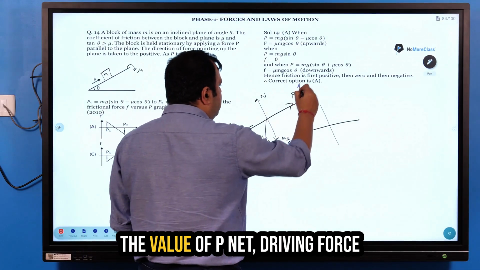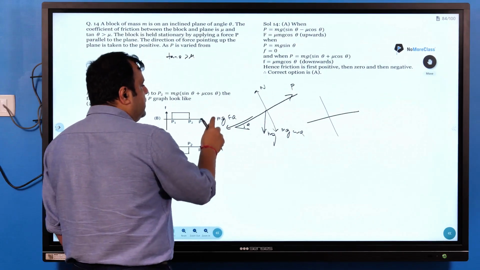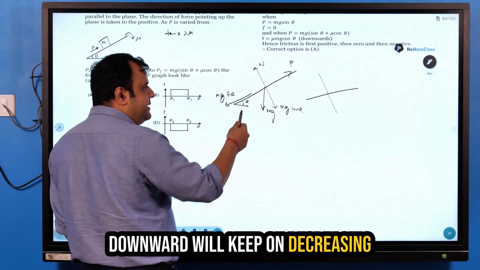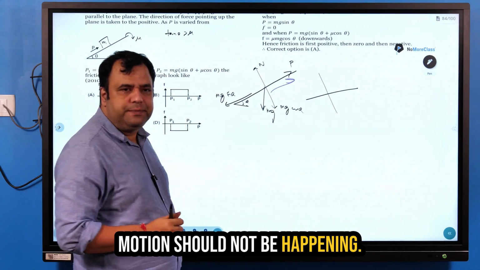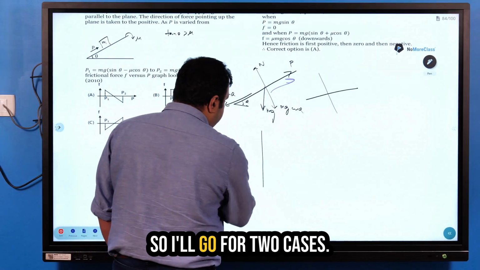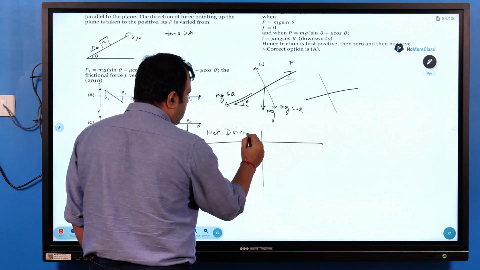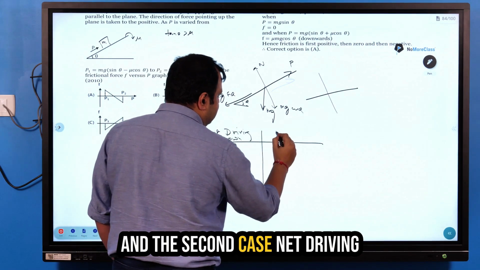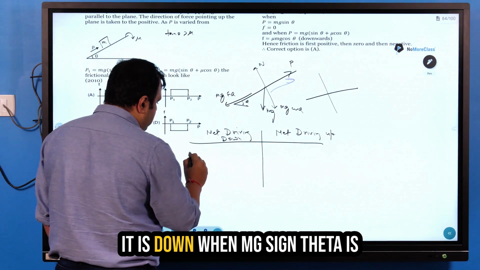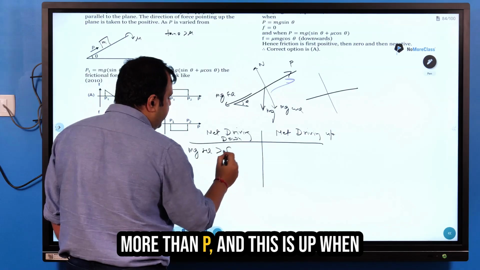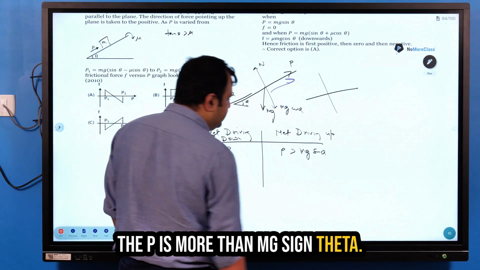As I keep increasing the value of P, net driving force downward will keep on decreasing. And when the net driving force downward keeps decreasing, friction which I'm applying to prevent that motion will keep on decreasing as well, because motion should not be happening. So I'll go for two cases. One case is net driving down, and the second case, net driving up. It is down when mg sine theta is more than P, and this is up when the P is more than mg sine theta.